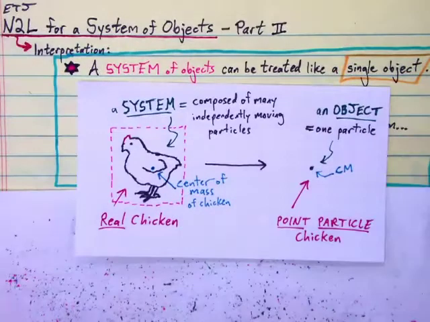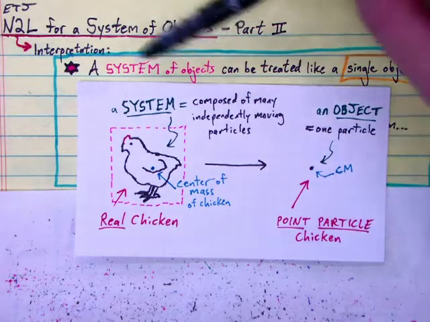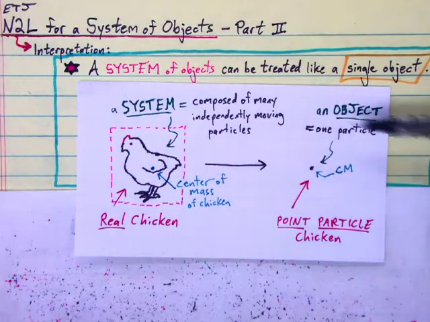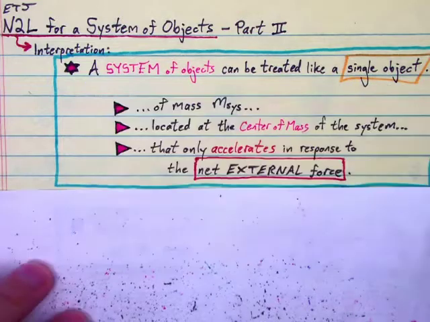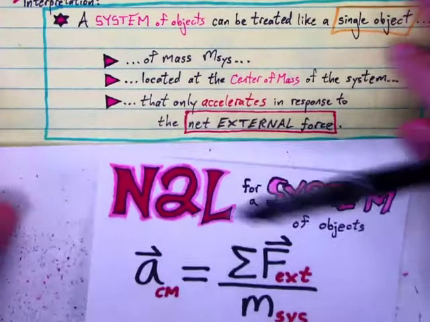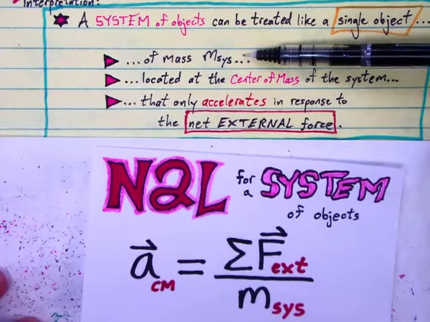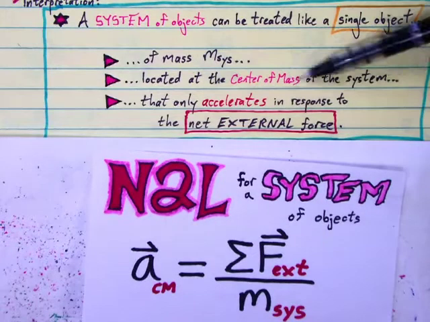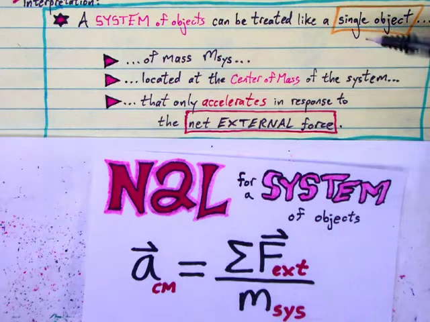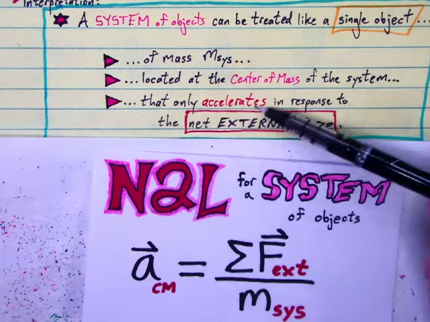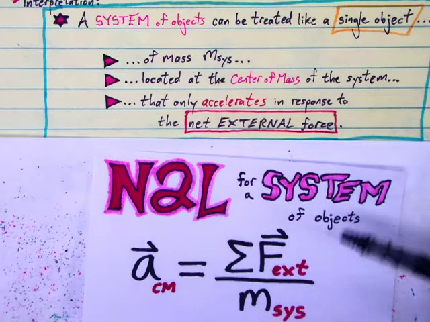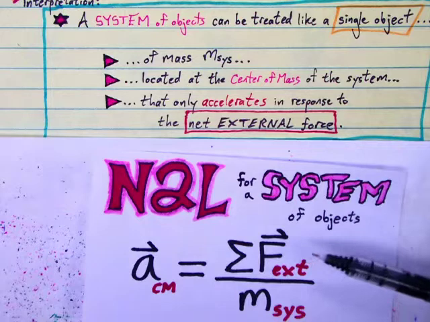This version of Newton's second law is telling us that a system of objects can be treated like a single object with these properties. A single object that has a mass equal to the total mass of the system, that is located at the center of mass of the system, at that imaginary point, and that only accelerates in response to the net external force on the system, since any internal force pairs cancel out.